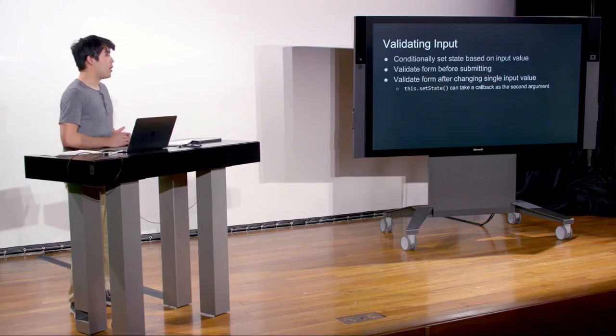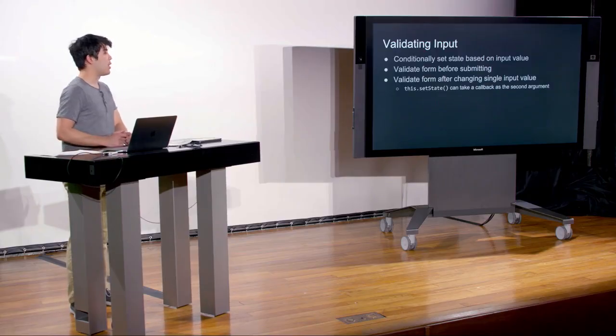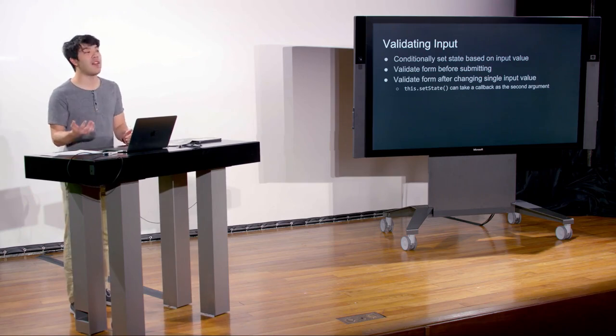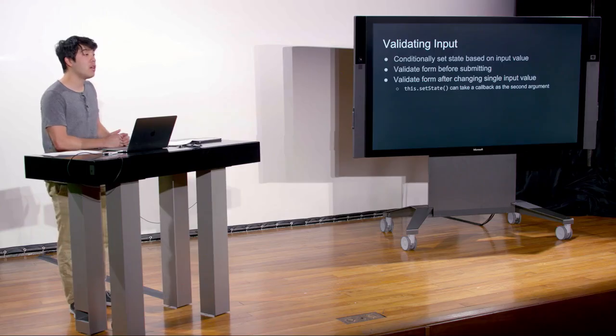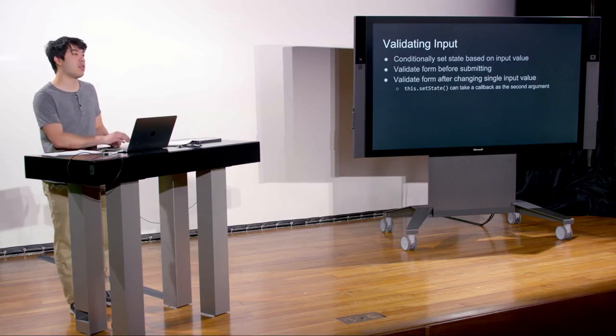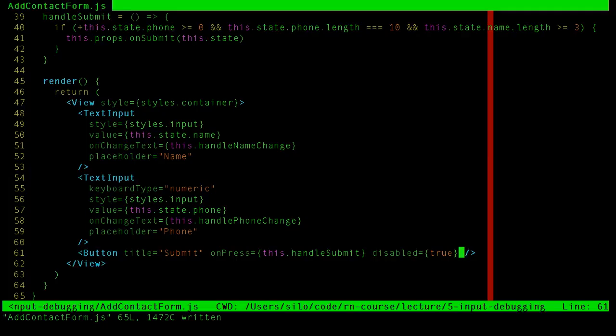Well, it turns out you can also pass a second argument to this.setState. That second argument gets invoked as a callback. So after the state is done updating, it then invokes this callback. And so let's go ahead and use that to validate our form. So one, rather than just hard coding disabled true here, what might we want to do?